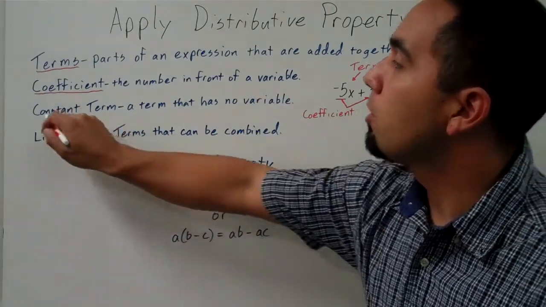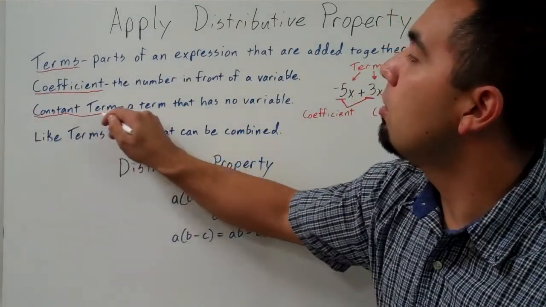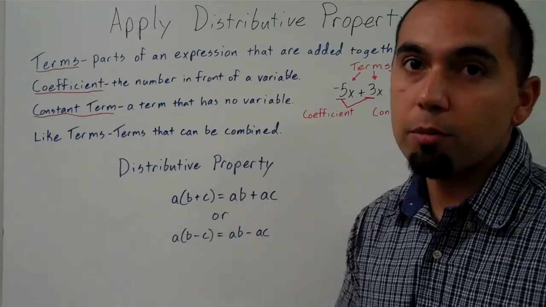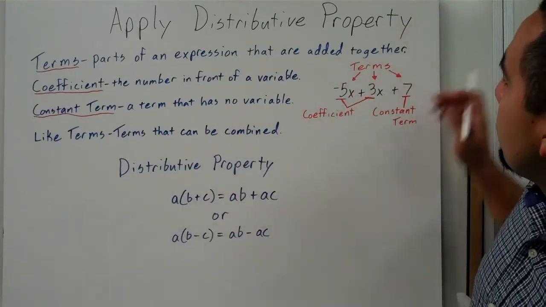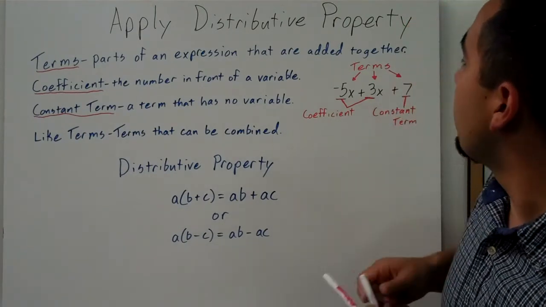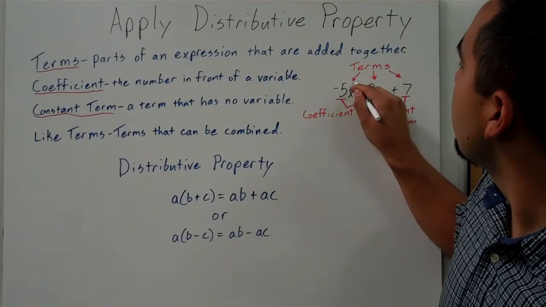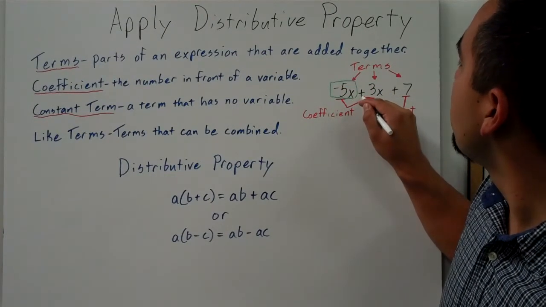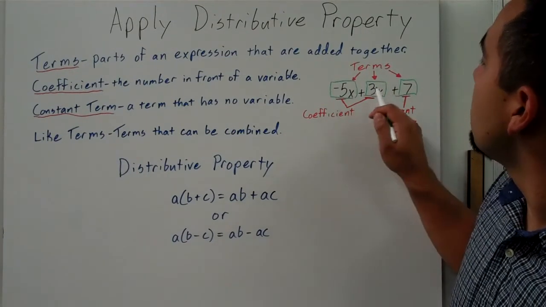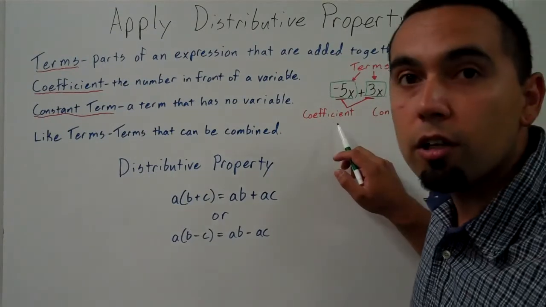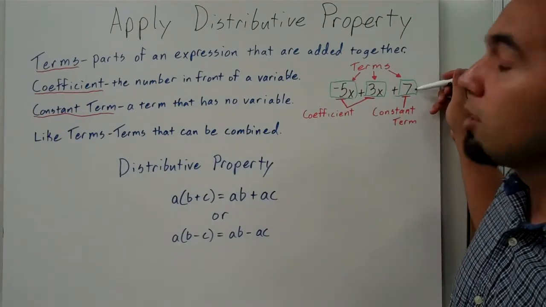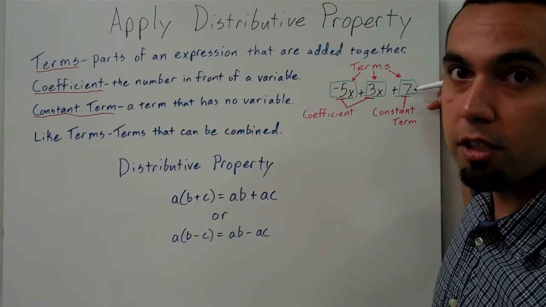And then we also have constant term, and these all go together, and you're going to see right here in a second. Basically, the constant term is a term that has no variable. So here's my example: negative 5x plus 3x plus 7, and we have three terms here. We have the negative 5x, the positive 3x, and the 7. Now the negative 5 and the 3 are coefficients, the numbers in front of the variable. This last one, since it has no variable, is not a coefficient; it's what we call a constant term.